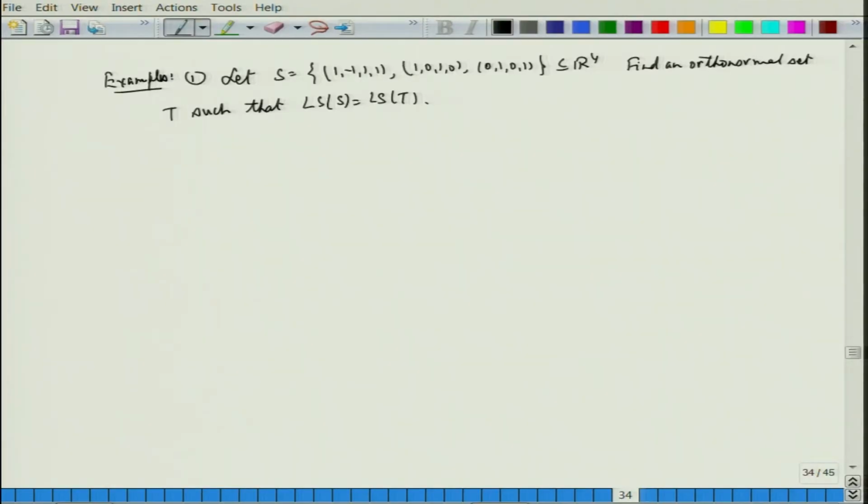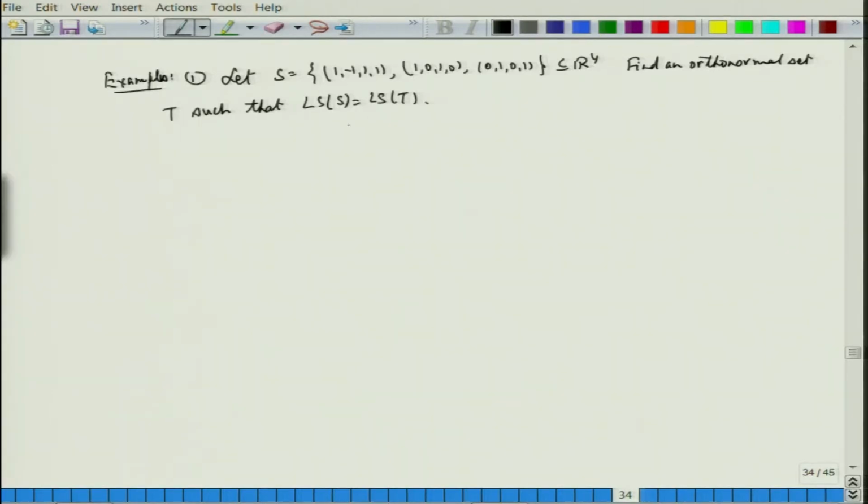Alright, so let's look at this example. In the last class, what we had done was that given any linearly independent set, we had this Gram-Schmidt orthonormalization process, which gave us a set of linearly independent vectors which were orthonormal, and the linear span was maintained at each stage. Fine. Now here we are asking a question, let S be this set.